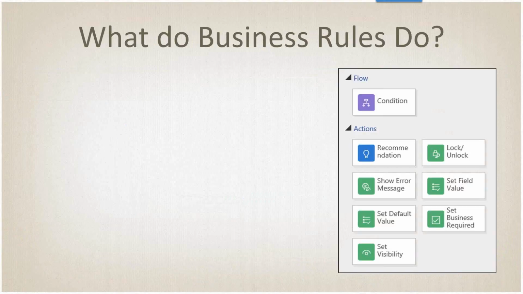So what can we do with a business rule? We can check for conditions. We can lock or unlock a field. We can show an error message. We can set a default value, set the visibility, set the business requirement level, set the value. And then finally, the new one, we can actually set a recommendation. That's a new thing in Dynamics 365.